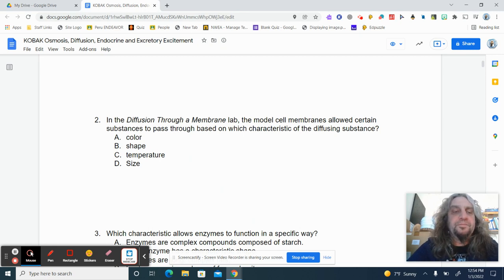Question two. In the diffusion through a membrane lab, the model cell membranes allowed certain substances to pass through based on which characteristics of the diffusing substance? A, color. B, shape. C, temperature. D, size.